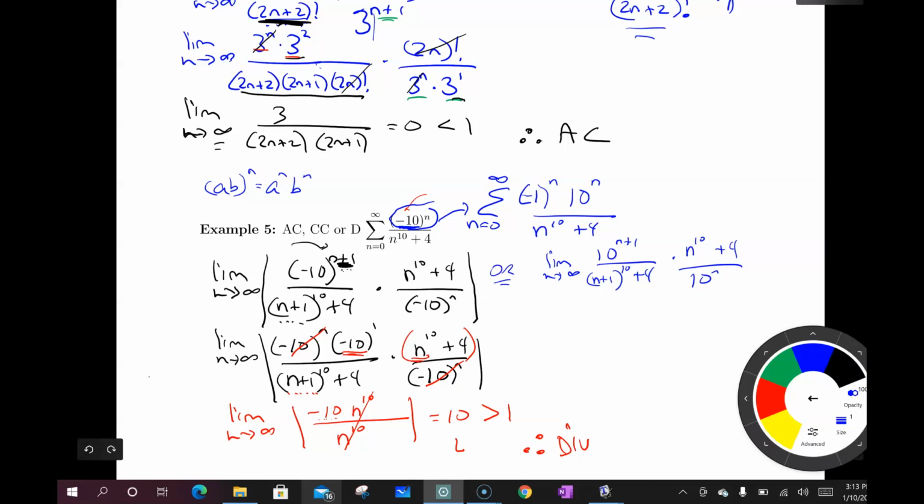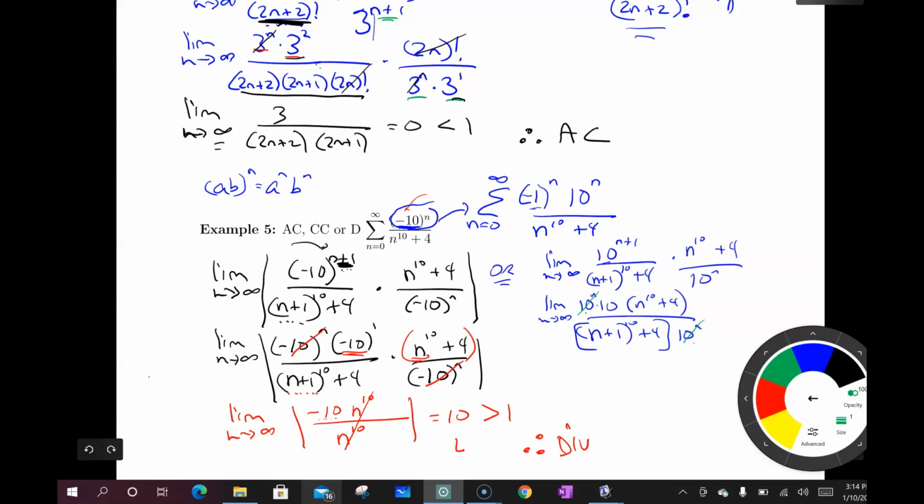You could have done this, or I tossed off the negatives and took the absolute value, and so I still have to do the canceling of the 10s, the 10 to the n's. So I'd be left with a 10 up there, and I'd have this n plus 1 to the 10th plus 4, all multiplied times 10 to the n. Then I could cancel the 10 to the, what happened here? What did I do? I went a little too fast here. Hold on. 10 to the n times 10. Okay, that's what I meant to write.